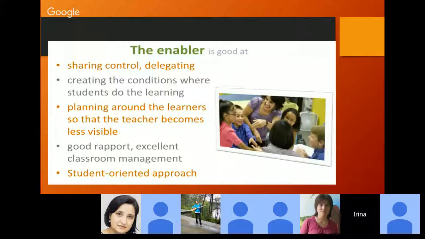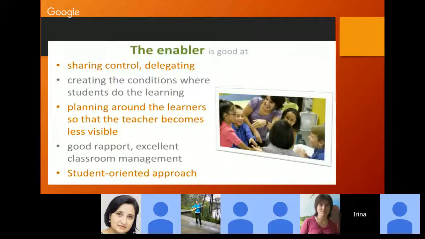There is a person who is responsible to write the date and the topic at the board, to do some other things, to distribute the cards, to collect the cards, and so on. So the teacher is delegating the tasks. She is not doing everything. Creating the conditions where students do the learning.